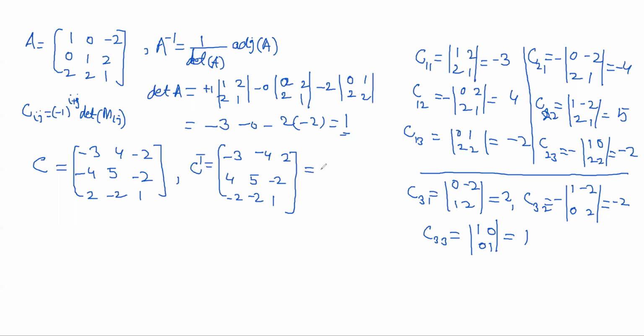And then C transpose is basically the adjoint of this matrix. Okay. And now we know that the A inverse is 1 over the determinant of A times the adjoint. The determinant was actually 1, so fortunately we don't have to make any changes to this adjoint of A. So in this particular case, this is the A inverse: minus 3, minus 4, 2, 4, 5, minus 2. Okay, so in this way, you can find the inverse of a matrix using the determinants method.